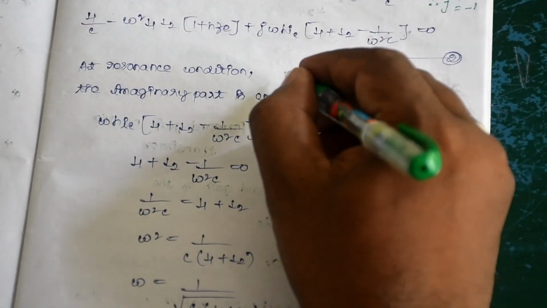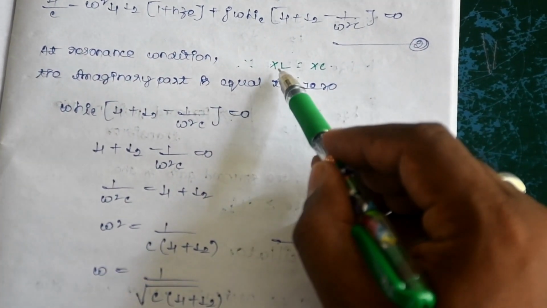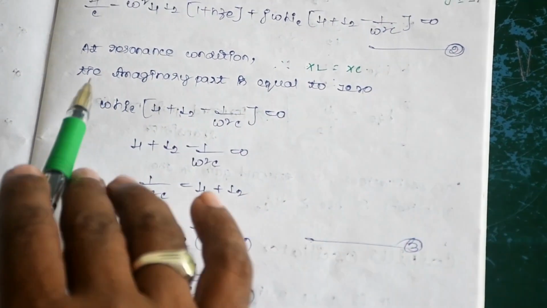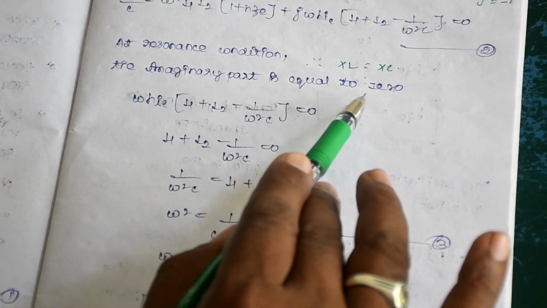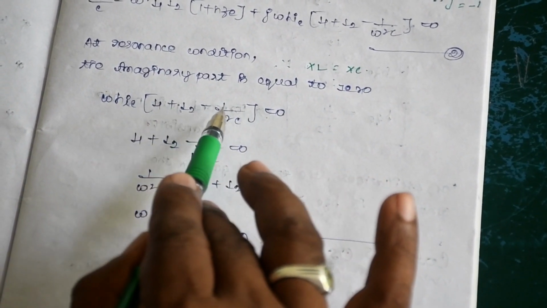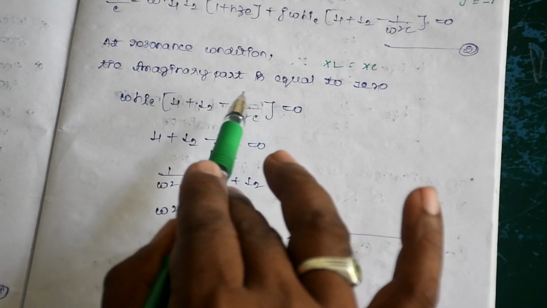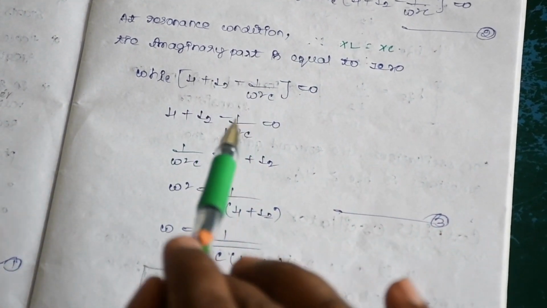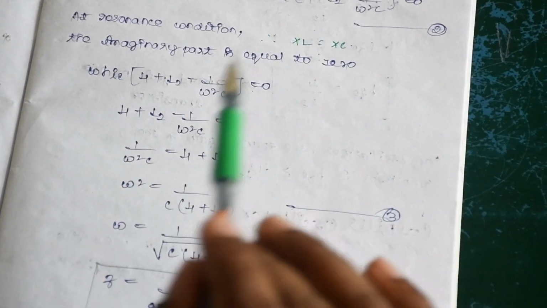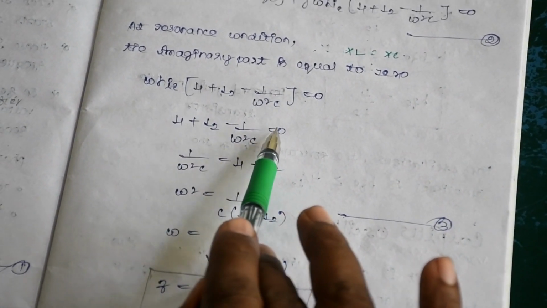So at the resonant condition we know XL is equal to XC, that is inductive reactance is equal to capacitive reactance. So here we can assume that only the imaginary part, so the imaginary part is equal to 0. So omega hie into (L1 + L2) minus 1 divided by omega² C into omega² C is equal to 0. So from this, omega hie goes to this side, which is equal to 0. So then we have L1 plus L2 minus 1 divided by omega² C, which is equal to 0.